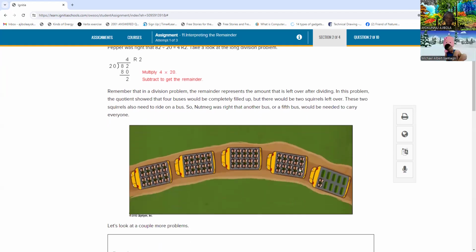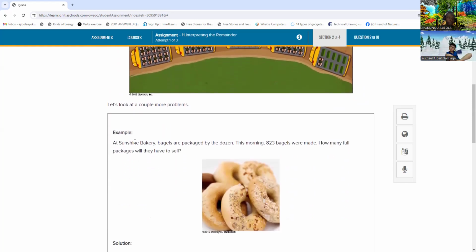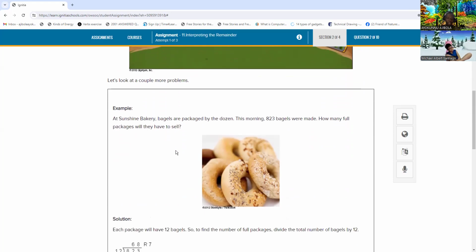So they're going to need, can you see the 5 buses? 1, 2, 3, 4, 5. So there are only 2 in the last bus, okay? Now look at this problem. At Sunshine Bakery, bagels are packed by dozen. This morning, 823 bagels were made. How many full packages will they have to sell?